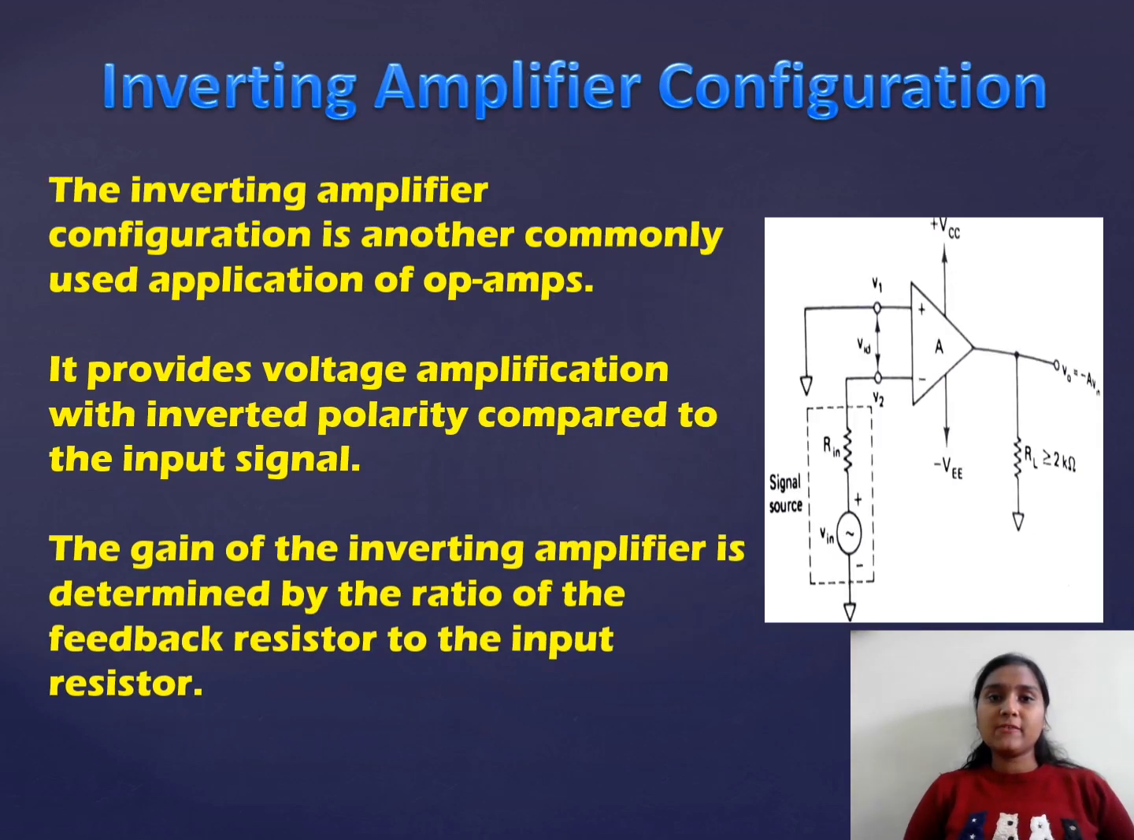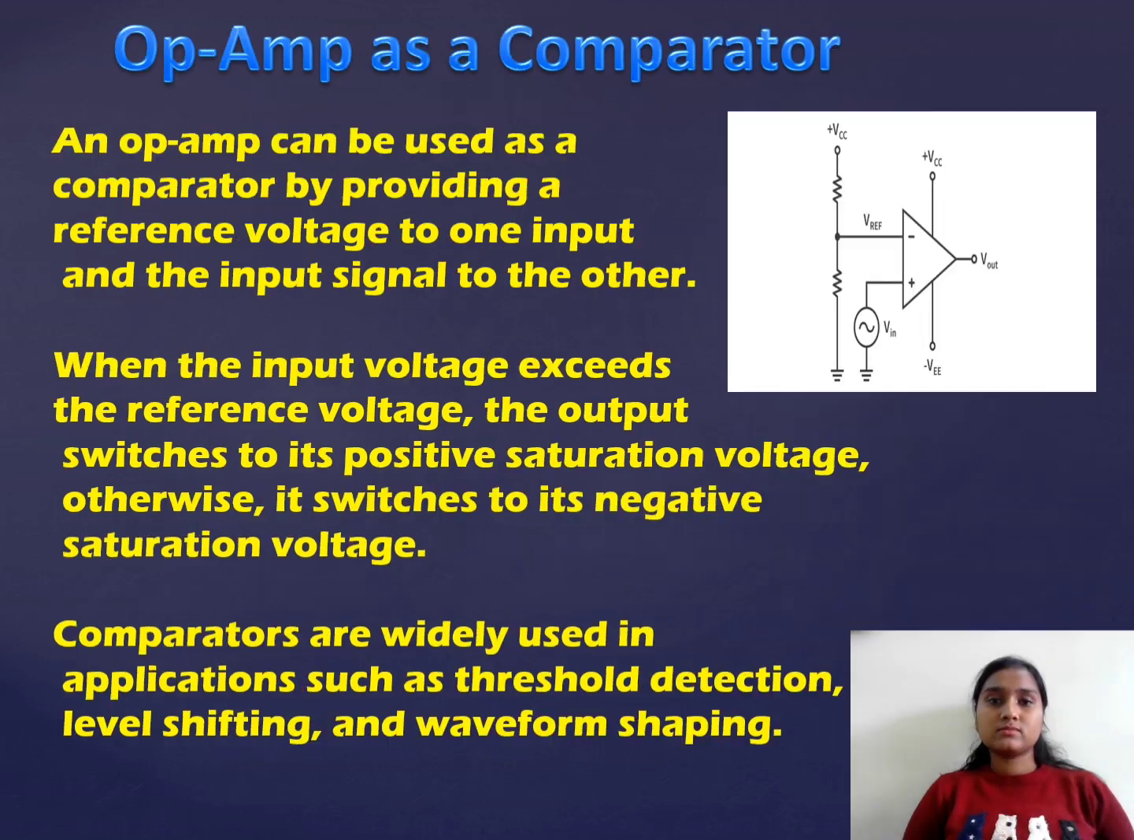Next one is inverting amplifier configuration. The inverting amplifier configuration is another commonly used application of op-amps. It provides voltage amplification with inverted polarity compared to the input signal. The gain of the inverting amplifier is determined by the ratio of the feedback resistor to the input resistor.